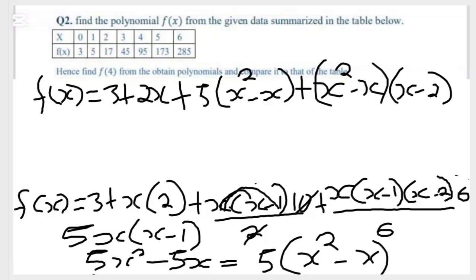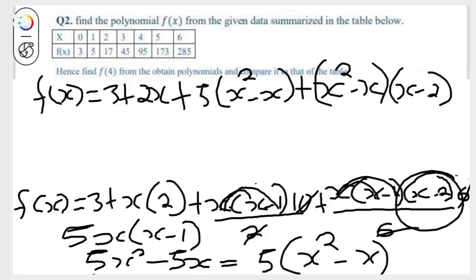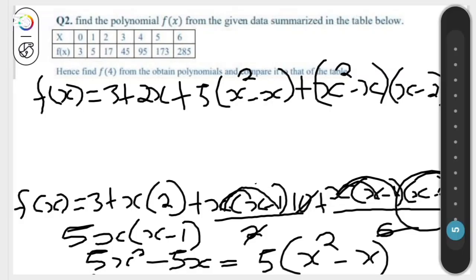So as you can see from here, this 6 will go with this 6. This multiplied by this, I'll get x squared, and therefore this multiplied by this, I'll get x. X times 1, I'll get only x, and therefore I'll keep down this x minus 2. So you have to take note of that.